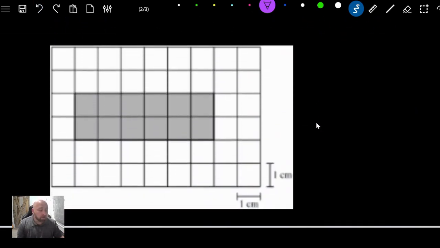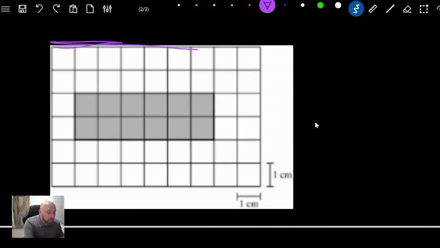All right, so now let's take this shape right here, this shaded in shape, and now we have a shape within a shape, basically. We have a shaded in shape inside of the larger white shape.